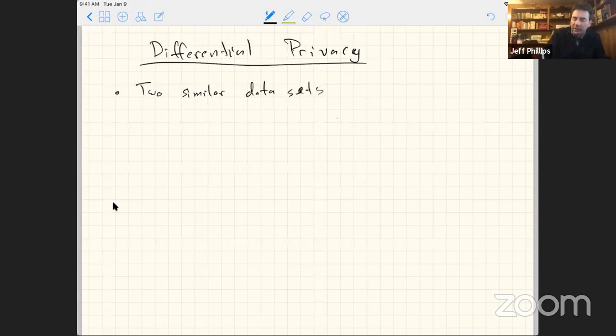Okay, let's say D1 and D2, and think of one of them, D1, as the real data set and D2 as the one that's actually released. So instead of aggregating things together, I'm going to release a data set that looks as close to D1 as possible.